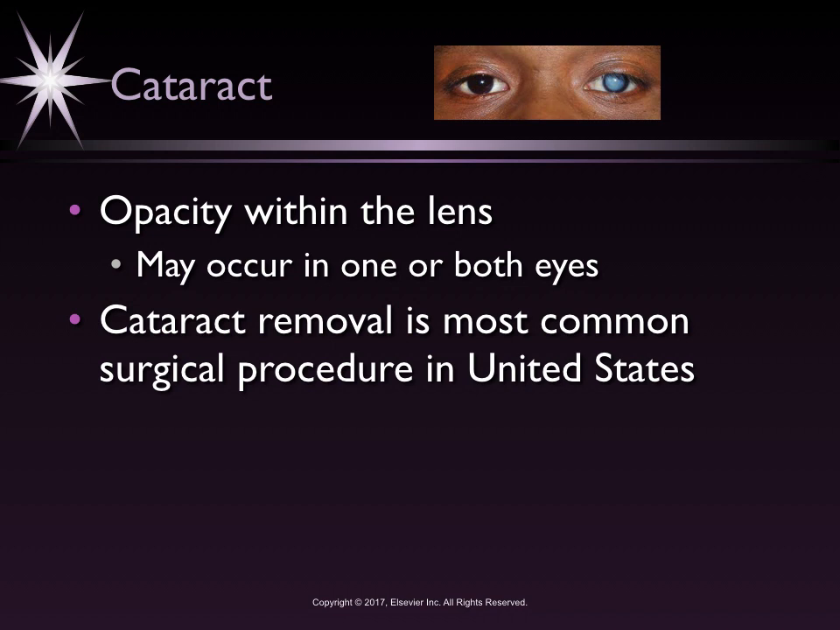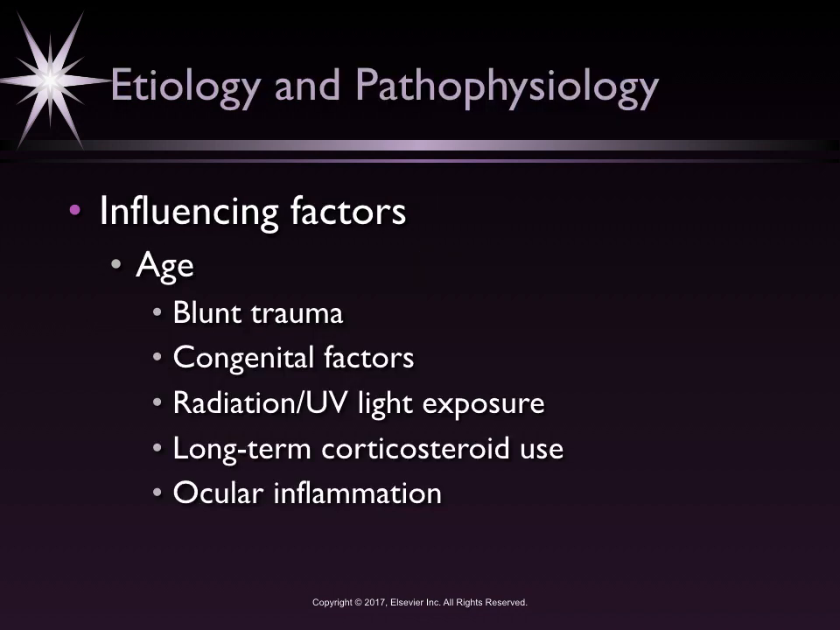Obviously, this is a picture where the person doesn't have it in one eye and they do in the other. The cataract removal is the most common surgical procedure in the United States. When we look at some of the influencing factors, age is a major one, although they can be related to other factors like blunt trauma, congenital factors.